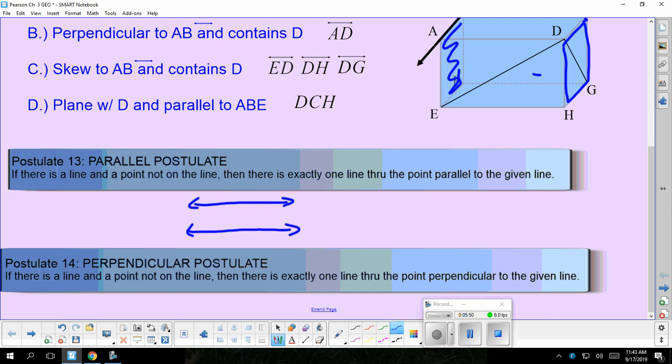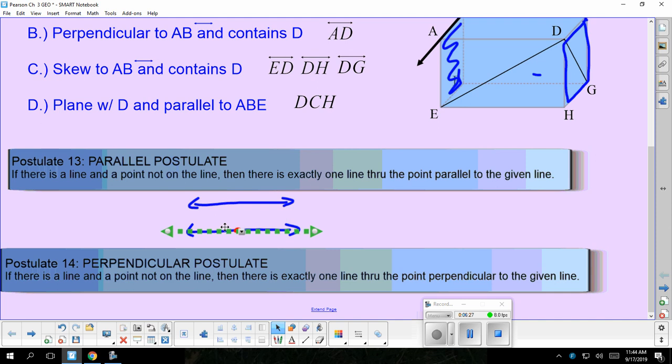So if there's a line and a point not on the line, so let's say there's this point right here, there's exactly one line through the point parallel to the given line. So if I have a line out in space, and then I have a point, there's only one way you can have a line that'll go through this point that would be parallel. Okay? So the only way for it to be parallel, there's only one possible line.